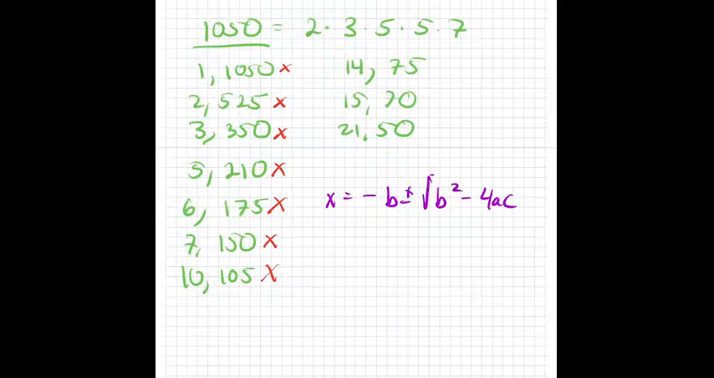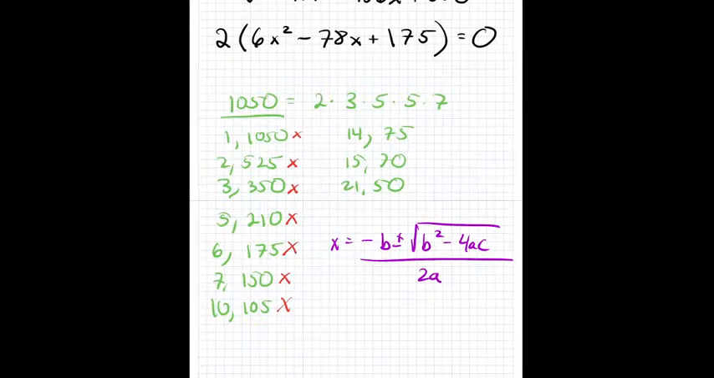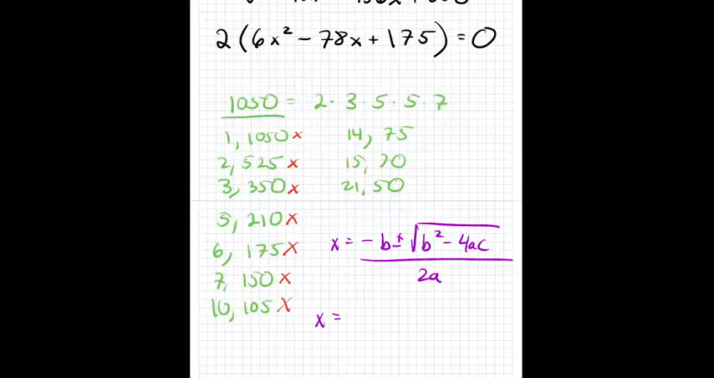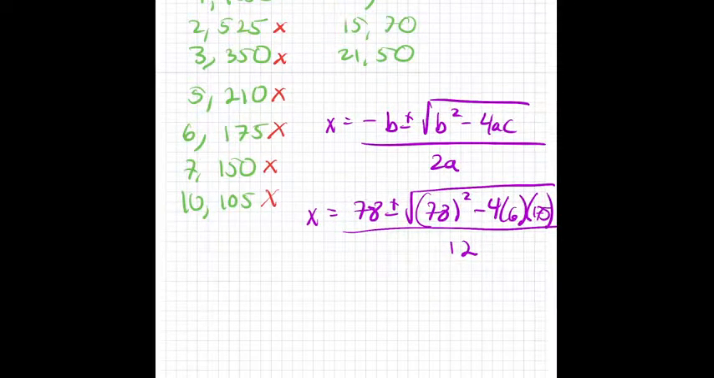Okay, so then this is going to be x equals 78 plus or minus, and we could have done this on the rip. It's going to be 78 squared minus 4 times 6 times 175, over 12. 6 times 4 is 24. Hey Siri, what's 78 times 78 minus 4 times 6 times 175? 1884.